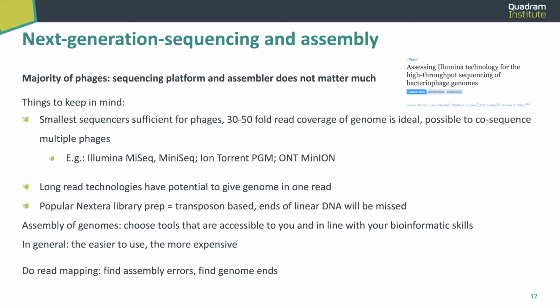One of the things that I want to point out is that Nextera library preps are quite popular, but they are transposon based. And that means that the transposon cannot insert at the very end of your genome, and the very end of your linear genome will be missed. This is not an issue when your genome is circularly permuted, and we'll get back to this later.